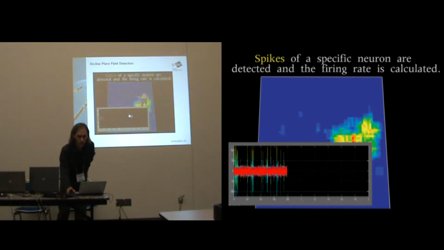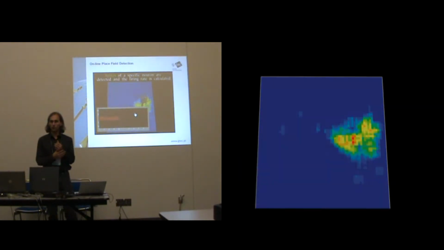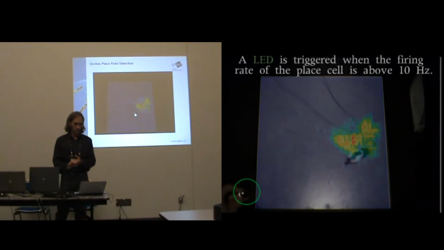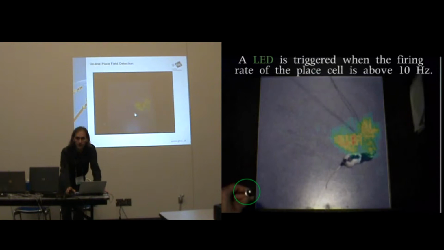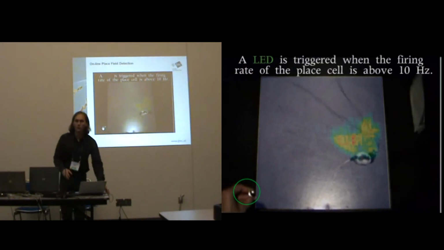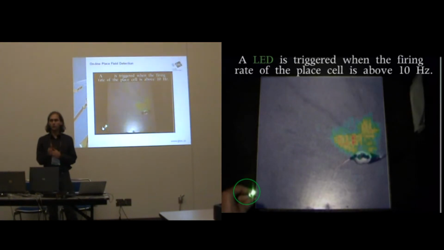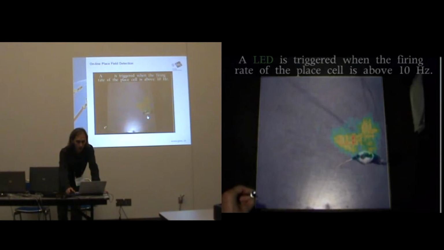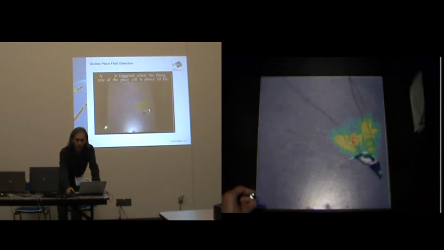We connected now everything to a real-time analysis system, and the system to a light, an LED. And this LED is only switched on if the spiking frequency of this specific neuron goes above 10 Hz. And you can see the algorithm is coding this firing field very sharply. So if the rat moves out of the firing field, it's switched off.